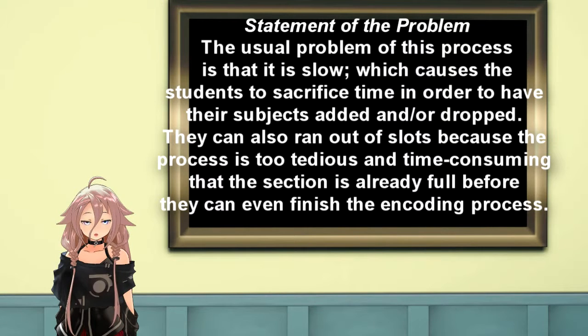Statement of the problem. The usual problem of this process is that it is slow, which causes the student to sacrifice time for the adding and dropping process. For the explanation, one of the causes of inconvenience for the student is that the professors have delayed responses regarding the enrollment, which results in errors in encoding of subjects or losing a slot. In line with this, irregular students must send an email of their proposed schedule for the encoding of their subjects.